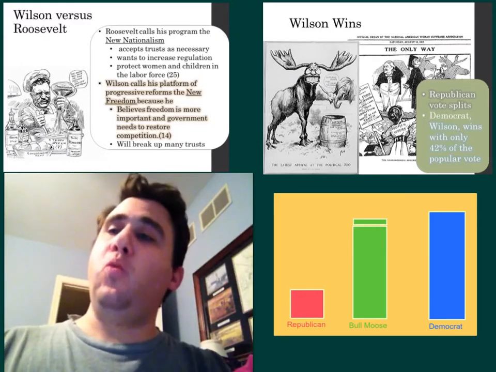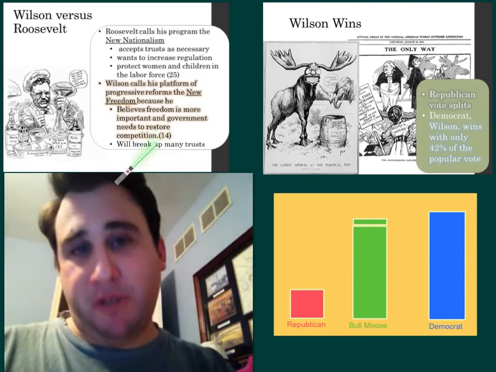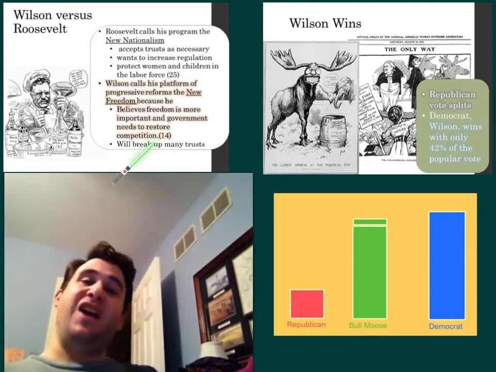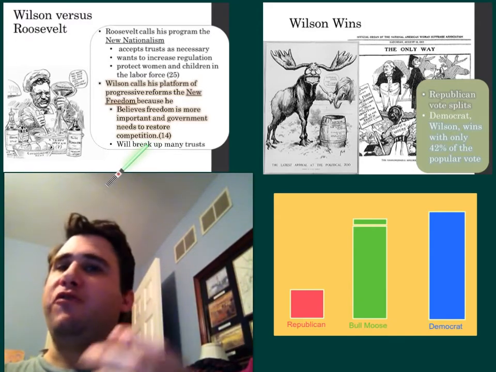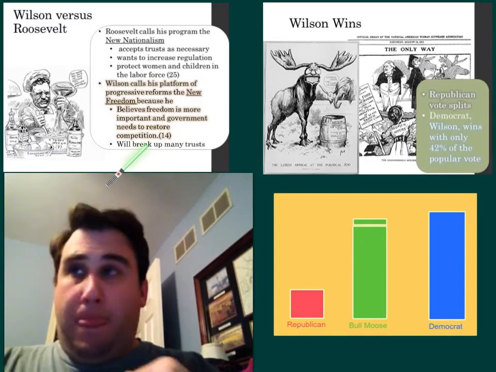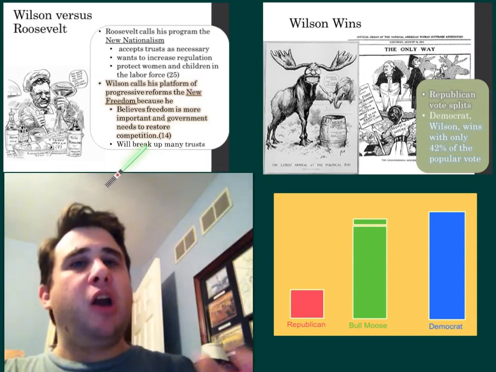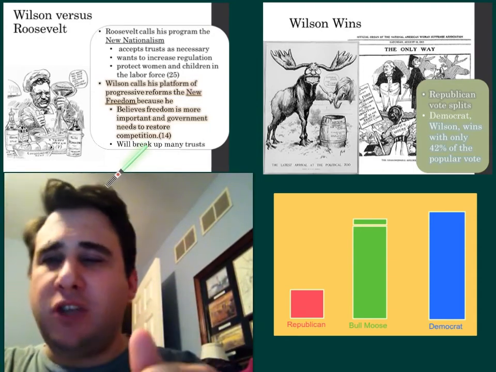Wilson's plan, Wilson's idea, is that government needs to restore competition. Wilson comes out and says, you know what? Americans should be free to choose. Americans should be free to work for who they want to work for. Americans should be free to work for the wage they want to work for. Americans should be free. That's the message that I need to deliver as president, says Woodrow Wilson.